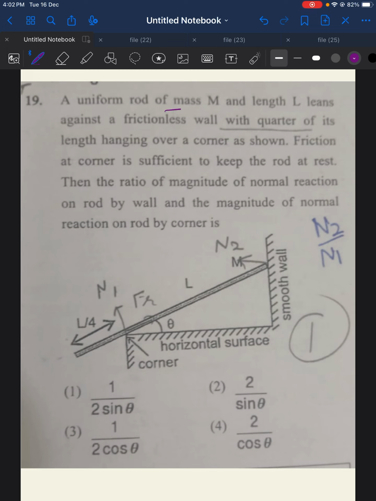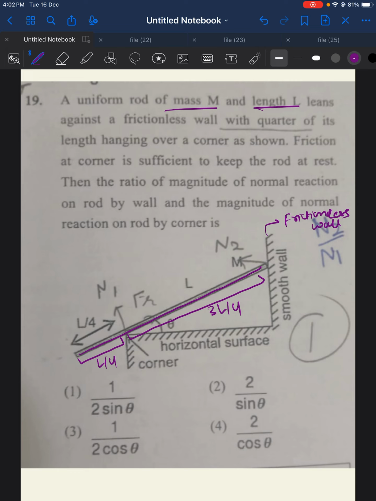A uniform rod of mass m and length L. So it is talking about this uniform rod of mass m and length L, okay, this is the complete length L, leans against a frictionless wall. So this is the frictionless wall, correct, with a quarter of its length hanging over a corner. So a quarter means L by 4 is hanging here and 3L by 4 is present here, right?